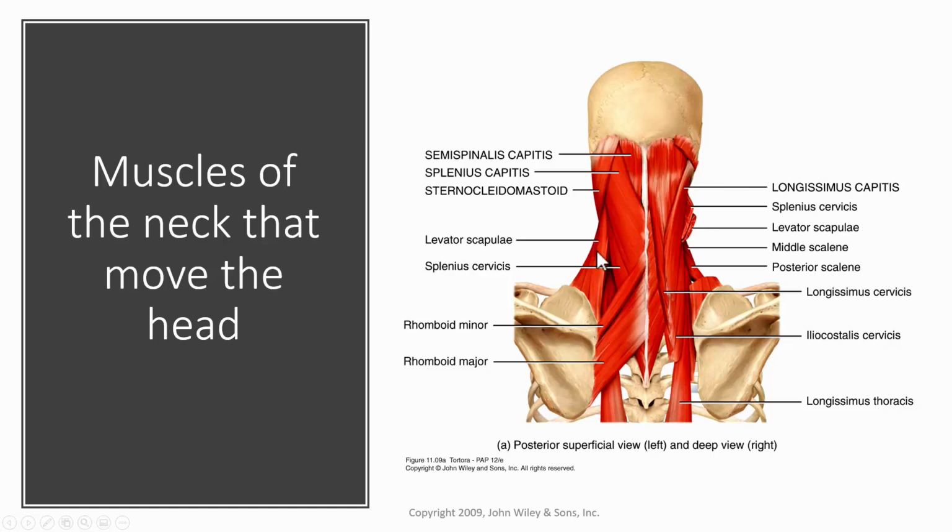The levator scap muscle, or levator scapulae, is attached to the scapula, and when it contracts, it will lift the scapula up, levator scapulae. But if you fix your scapula in place and contract it, it can also move the head as well. Looking at the deeper muscles, again, you have the longissimus capitis. What else here? We've got the longissimus cervicis here.